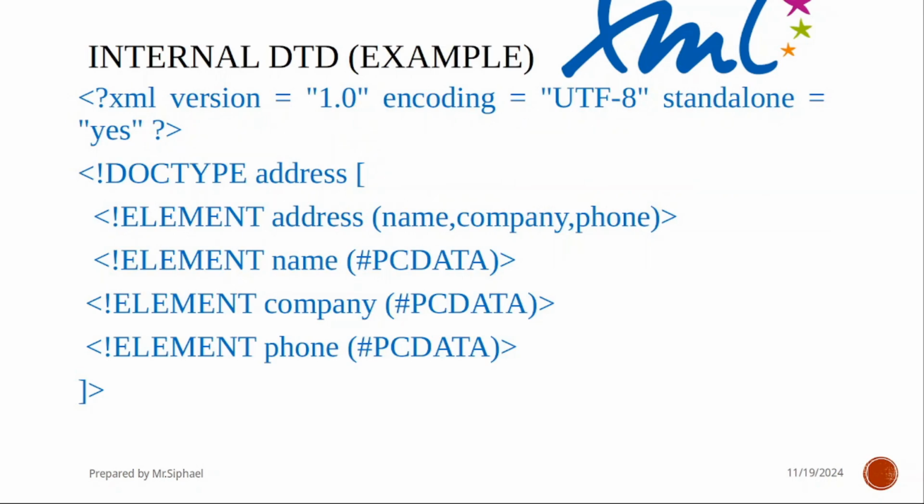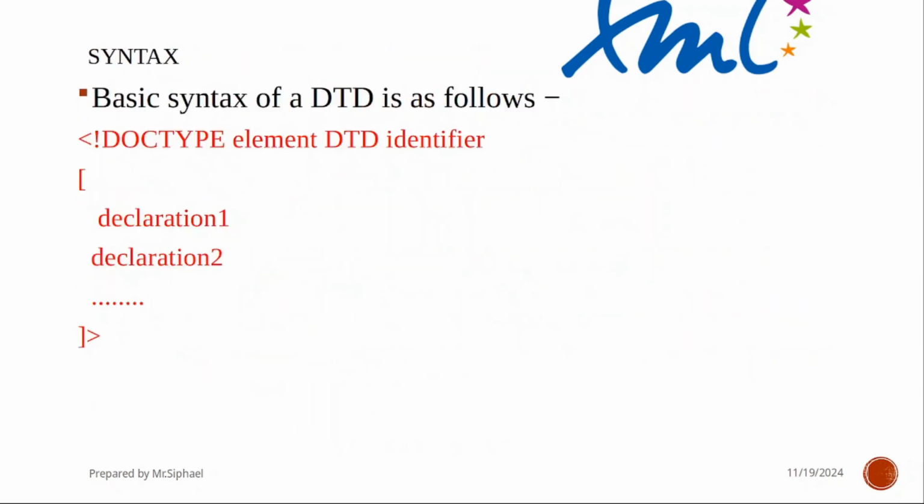So you have your XML processing information right there, then you have your DTD. The doctype is address, and you have the element. That element address has name, company, and phone. The other element is name, which has PCDATA, then you have company, like that. Okay, so this is an example of an internal DTD. Like I said, from the syntax, you have to have square brackets, then you have the declarations.